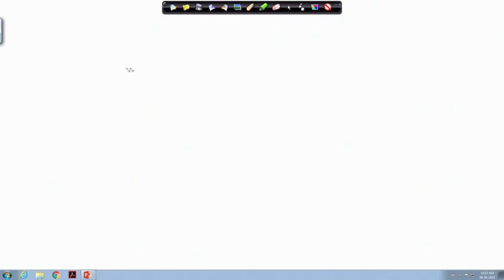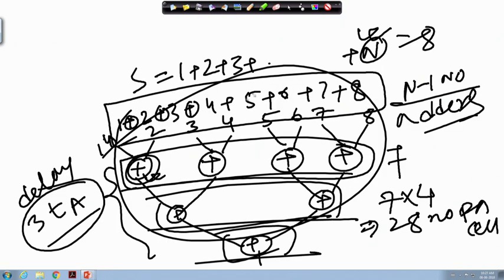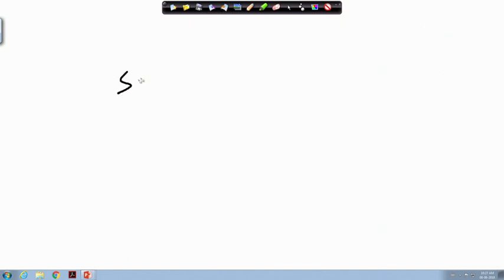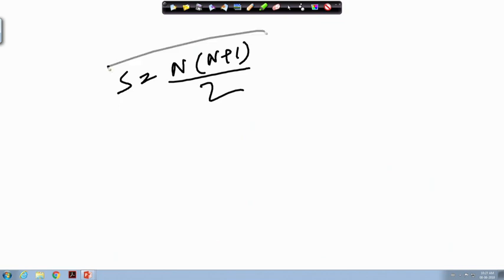So, this expression, I can write in another form, where S equals n into n plus 1 by 2. This is the expression for the summation of n natural numbers.